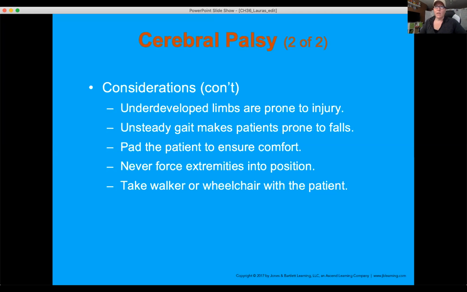Make sure though that you take their assistive devices with you, especially if you're doing your assessment on a patient and remove some of their braces. Make sure that those braces go with them to the hospital. Try not to cut the straps that come with the braces because they're super, super expensive to replace.